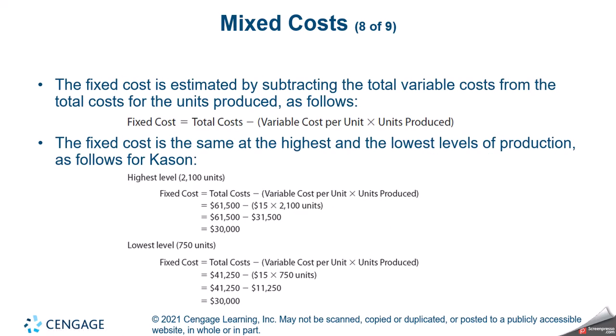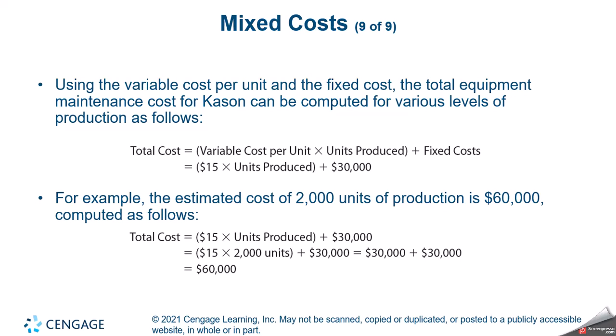So then our actual costs are going to be our total costs at that high level minus the $15 per unit times the 2,100 units that we produced. So then our fixed cost is $30,000. And then at the lowest level, our costs were $41,250. Taking the $15 times the units produced gives us a variable cost of $11,250. So then we see that we've got fixed costs that are $30,000, and then for every unit produced, there's going to be variable costs of $15 per unit. And then we can use that as our formula to estimate how much our costs will be.